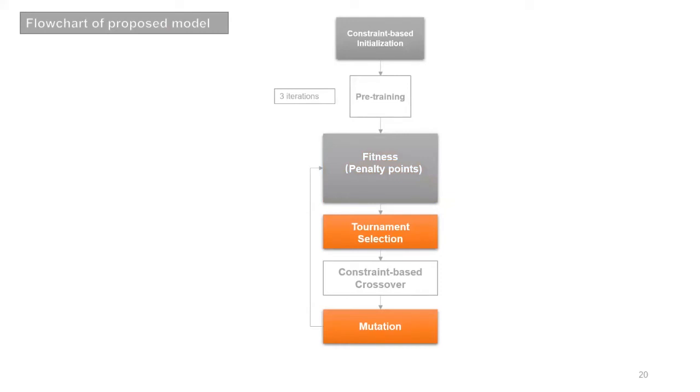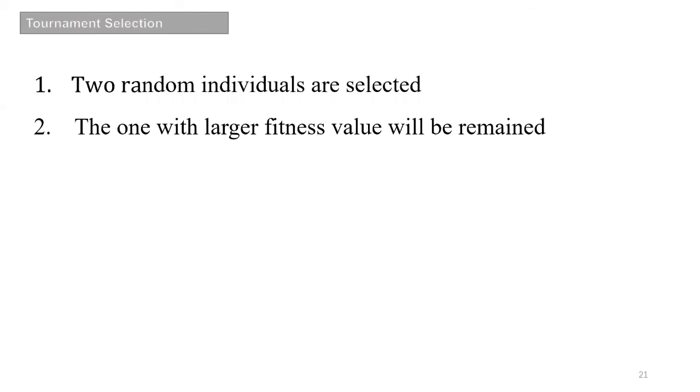Then let's introduce the selection and the mutation part. For the selection in this GA, the tournament selection is used. Okay, so specifically, each time, 2 random individuals will be selected, and the one with the larger fitness value will be retained to the next generation.